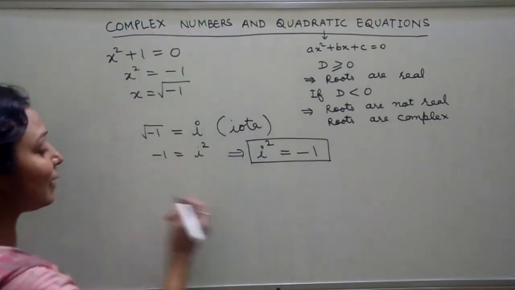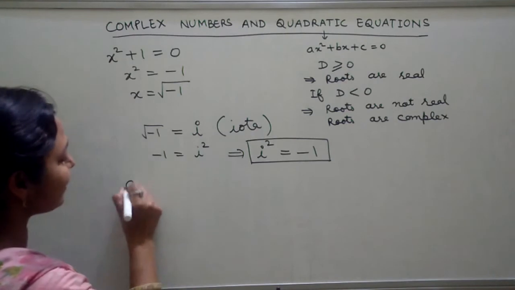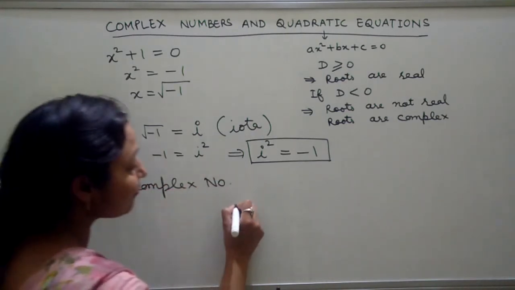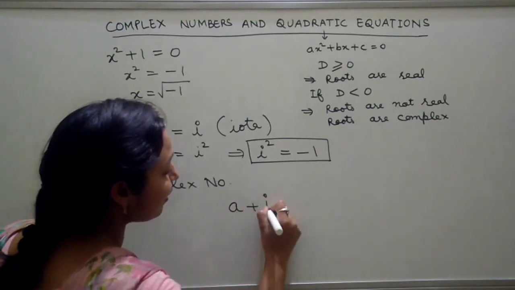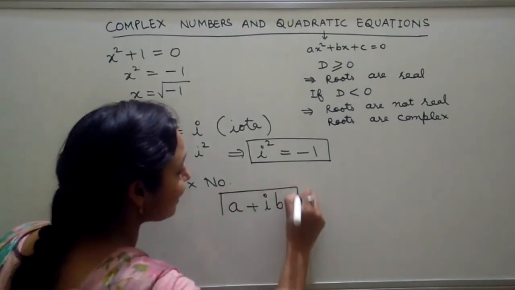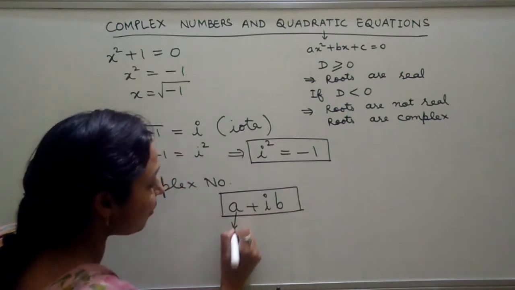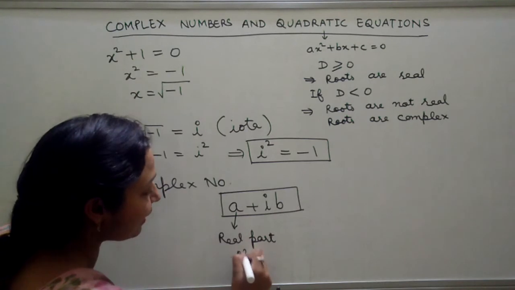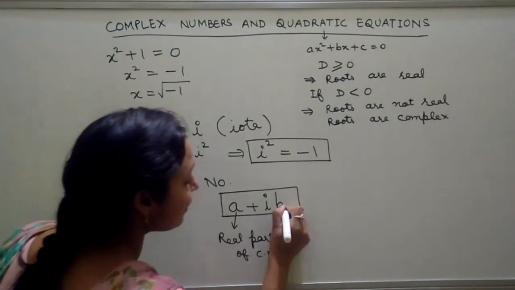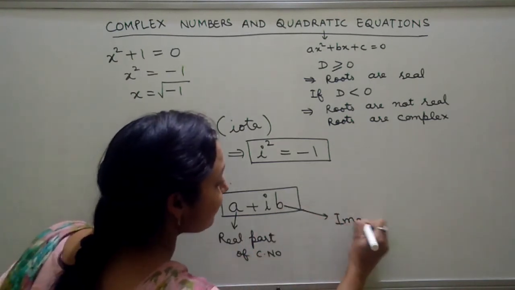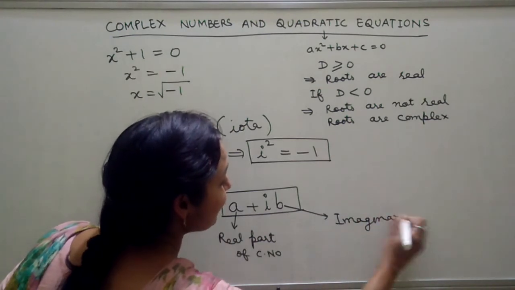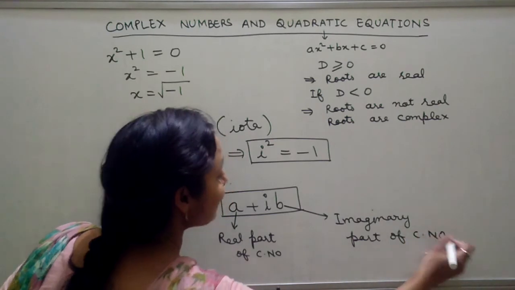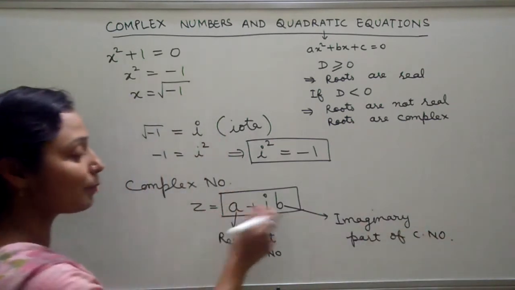Now, what is a complex number? A complex number is always in the form of a plus iota b, in which a is called the real part of the complex number, and b is called the imaginary part of the complex number. Let us suppose we have z equals a plus iota b.